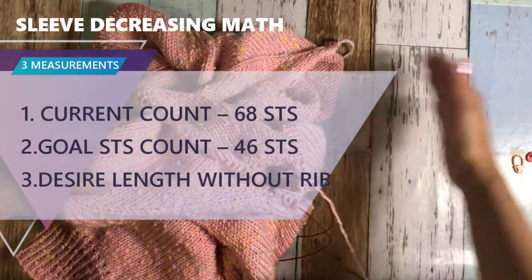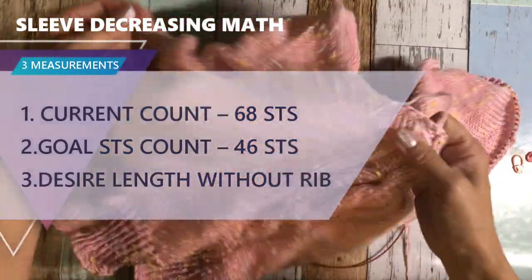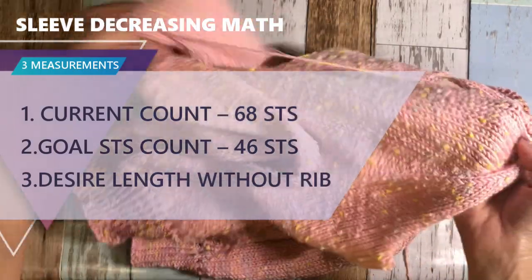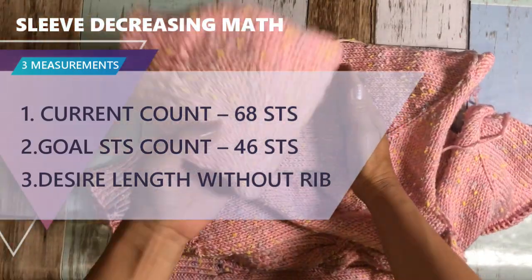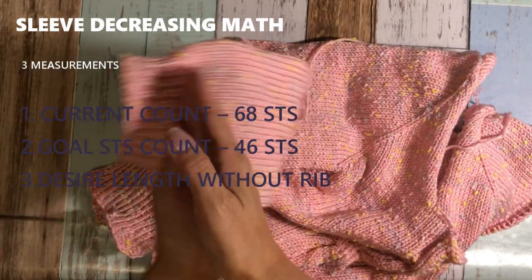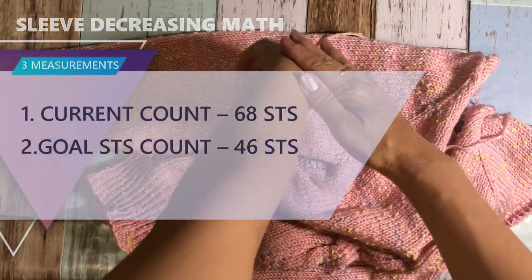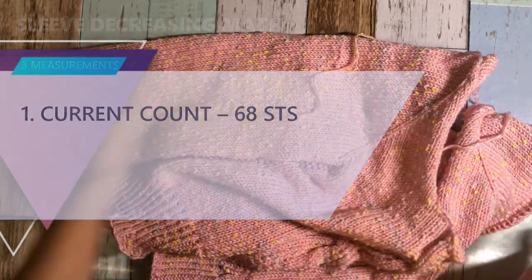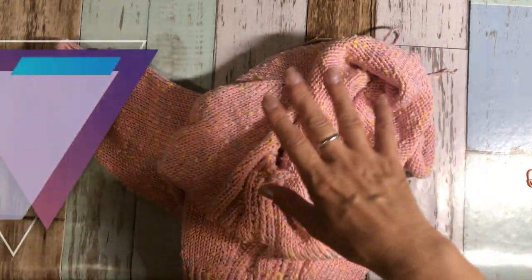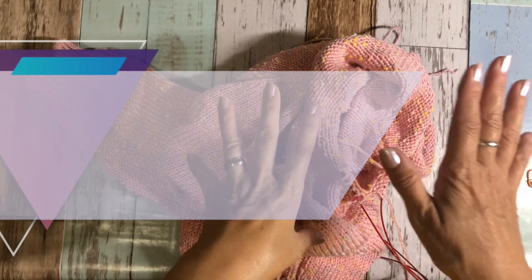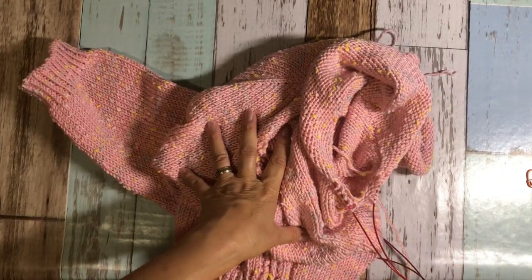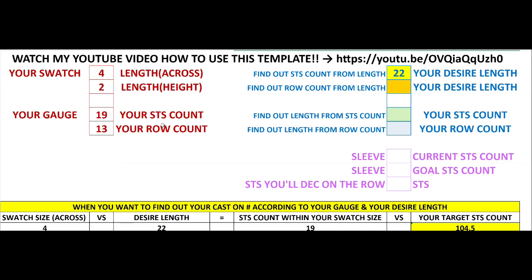And then I want you to measure the desired length for the sleeve from the current location until before the rib. Don't include the rib, okay? And measure. And I have 16 inches that I want to knit. Then let's move on to my math template. Okay, guys, so let's find out about sleeve decreasing, how to decrease.